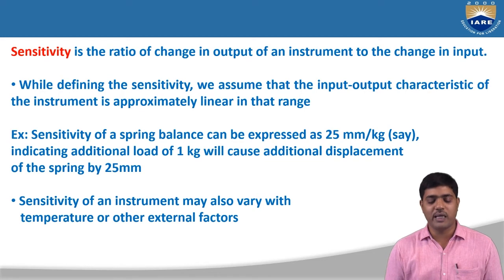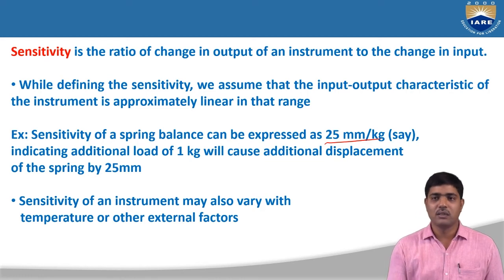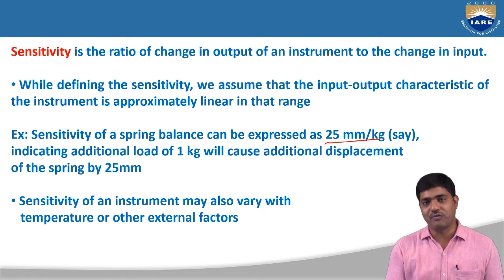Suppose, for example, you take a spring balance. The sensitivity of a spring balance can be expressed as 25 mm per kg. Now, what does it mean? If the sensitivity of this spring is 25 mm per kg, that means if you change the weight by 1 kg, there will be a displacement of 25 mm in the spring. That is what we call sensitivity. The sensitivity of an instrument may also vary with temperature or other external factors. We call that the sensitivity drift. Because of the change in temperature, the sensitivity of that instrument may vary.